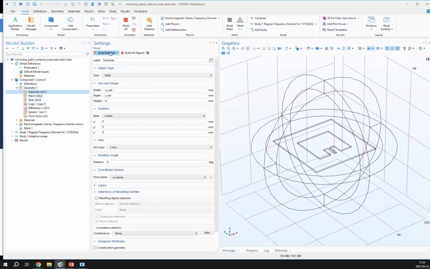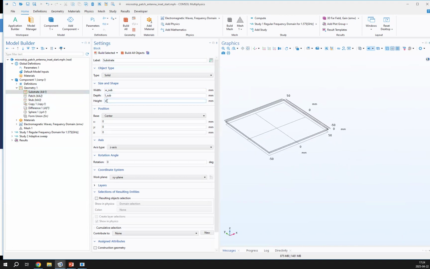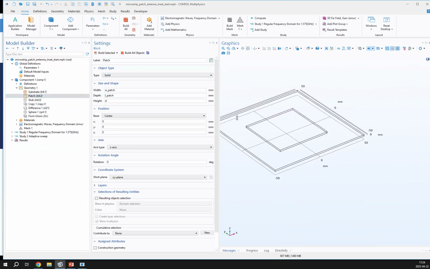So here we have our substrate with the height set as D. That's our first input parameter. Next, we have another block representing the patch. Essentially, in the model itself, we're going to use only its surface, but again, here we use our second input parameter, that is L_patch.